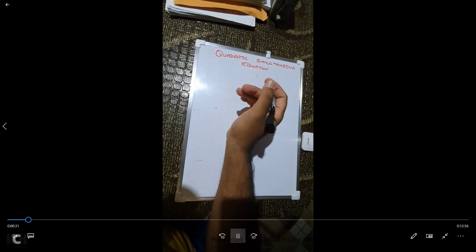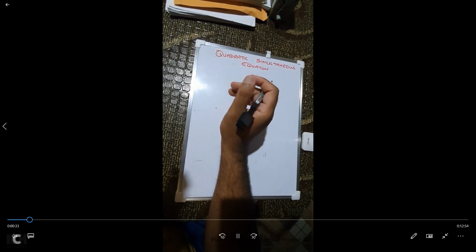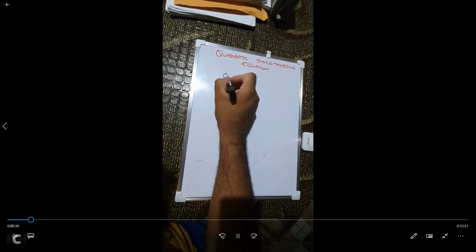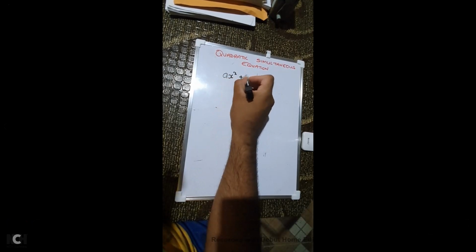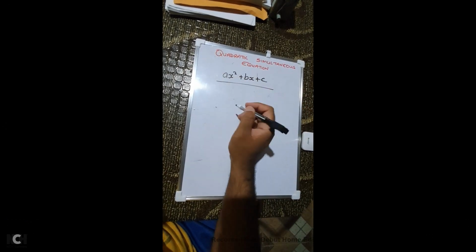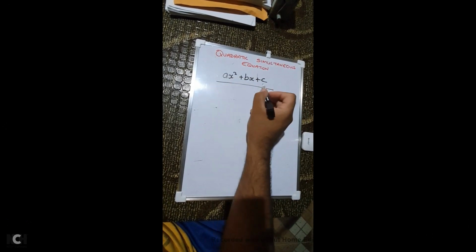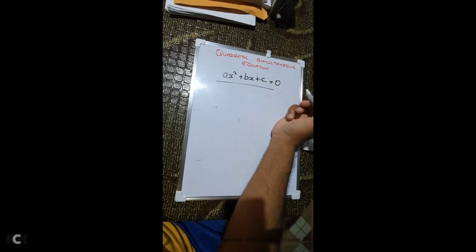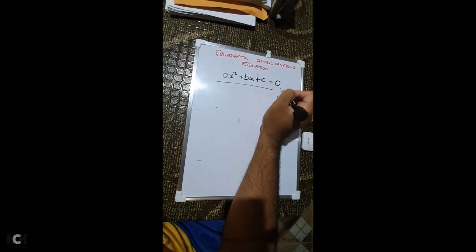Now, just to jog your memory a little bit, a quadratic equation is in the form ax squared plus bx plus c. You would have seen this when we were factorizing. This is a quadratic expression. Now, if I add an equal sign, it becomes a quadratic equation.